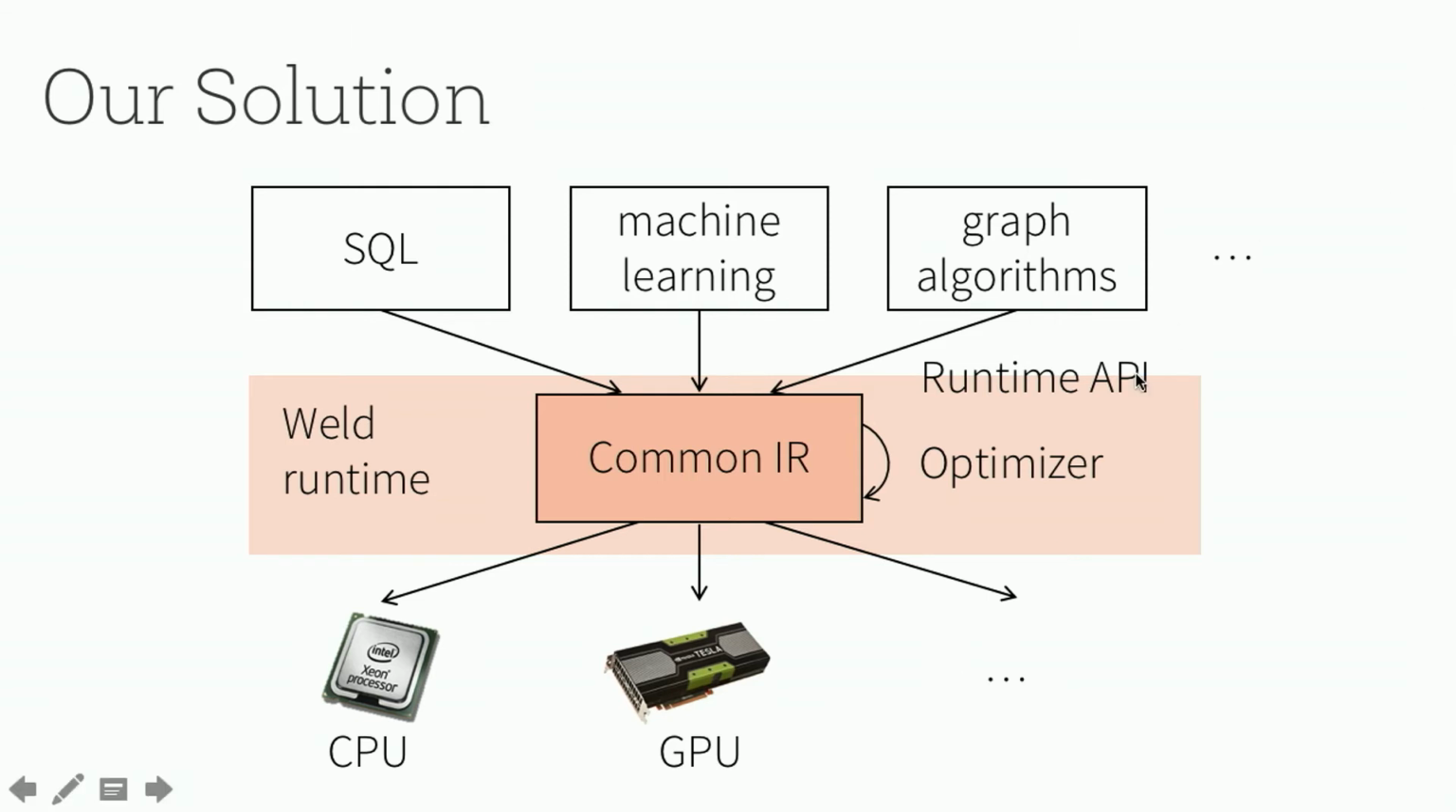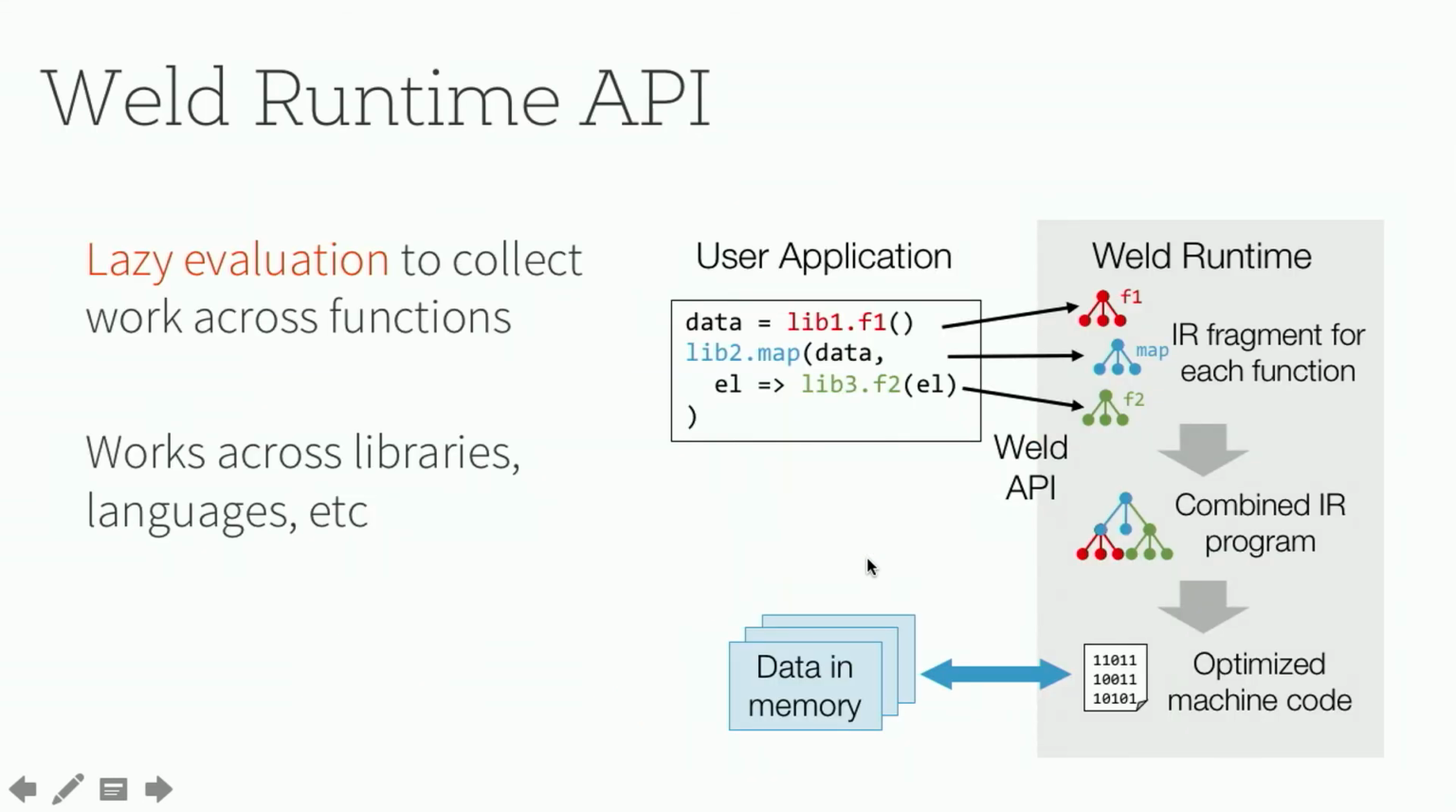And there's a few important pieces to this. First, there's the API that libraries use to actually submit code. And then there's this common IR, a common intermediate representation for data parallel code. This is kind of the equivalent of the logical plans I showed before, but we're actually trying to capture more types of computation here. And then we have an optimizer, and we have these hardware backends. So let me just start by talking about the API. This is actually pretty simple conceptually. It just uses lazy evaluation, similar to Spark, to collect bits of work to be done.